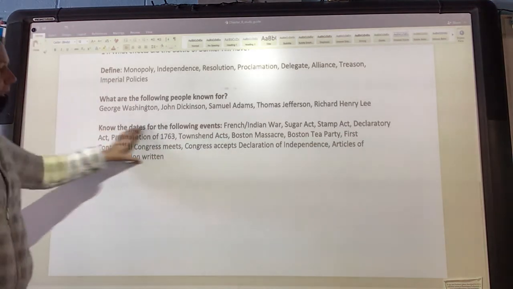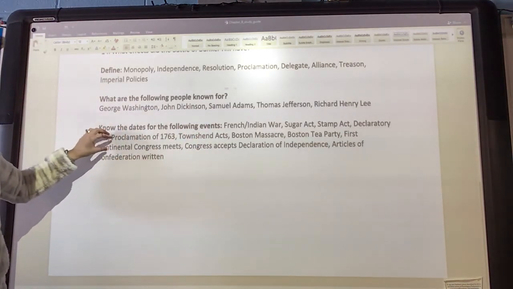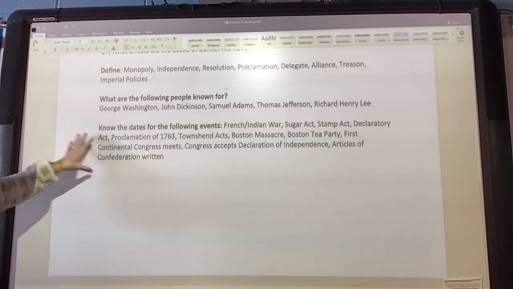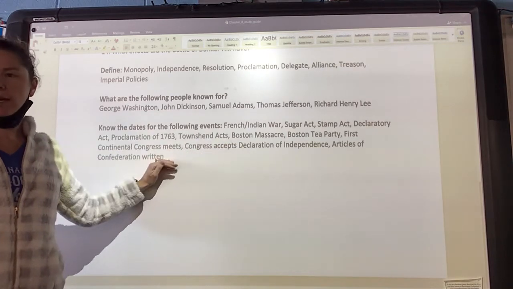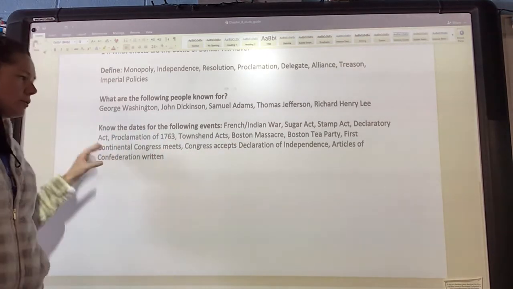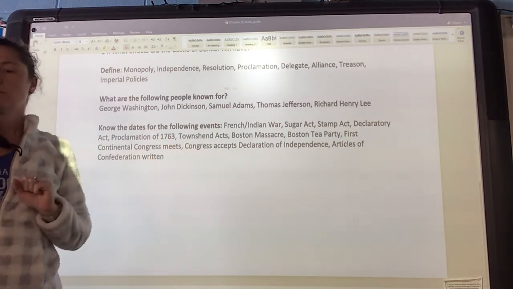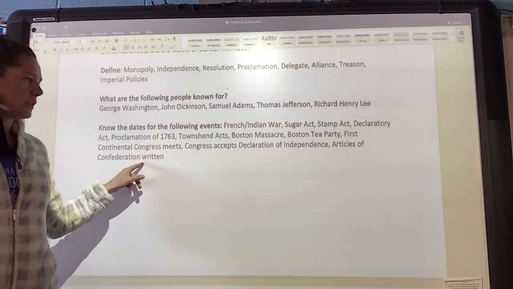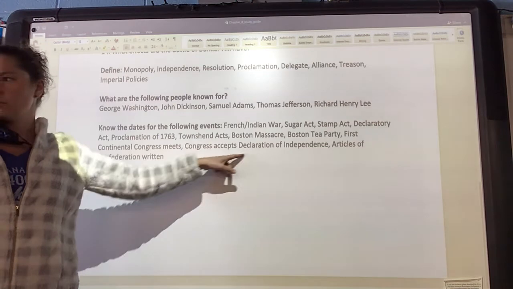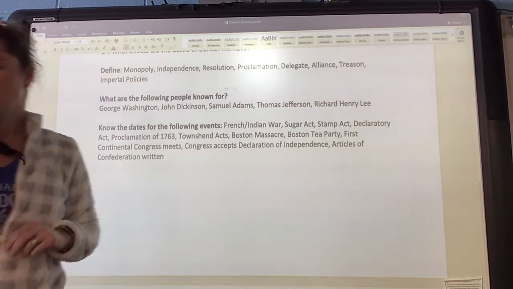This section, I didn't update this, but you wouldn't necessarily need to know the specific dates for these. Okay, but make sure you know about these items. I don't expect you to memorize years and dates, but I do expect you to know what these different things were. So keep that in mind as you're going through this study guide. I don't need necessarily dates, but I need you to understand what these different events were. Okay, for this study guide.